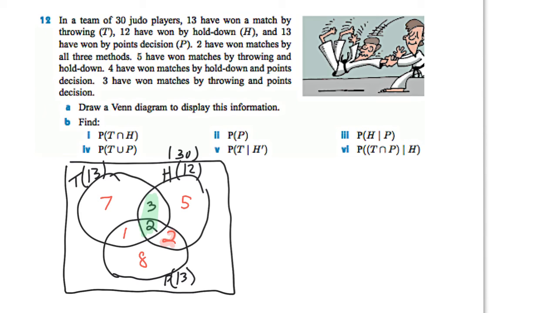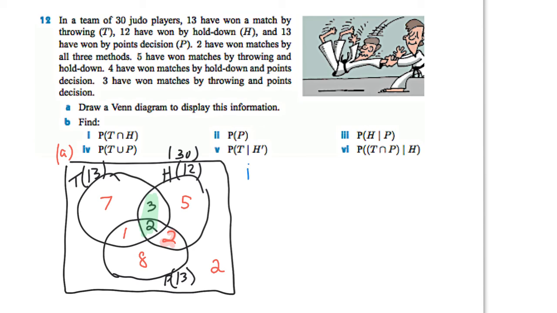Let's count these 7 regions. 16, 19, 21, 23, 28. That means there must be 2 people who won by none of these 3 methods. Okay, so that's part A. I put all the information in an appropriate Venn diagram. So now in part B, if I go to find these probabilities, remember all of this notation you should be comfortable with. We've done this not only in the Venn diagram chapter, but now also in this chapter with the P parentheses notation.